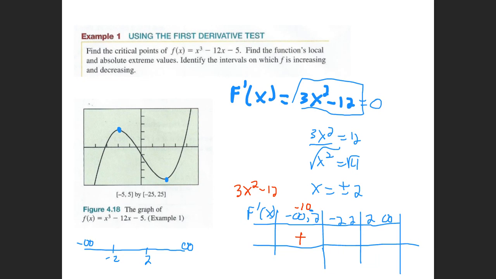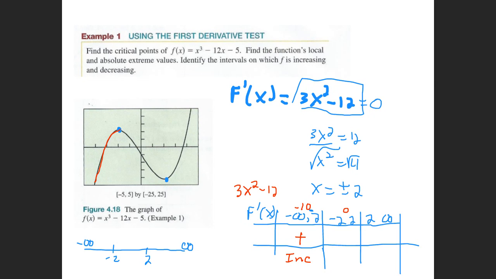This whole interval from negative infinity to negative 2 is positive. That means my function is increasing between negative infinity and negative 2. And we knew that because we could just look at the graph. And then between negative 2 and 2, I'm just going to use 0.